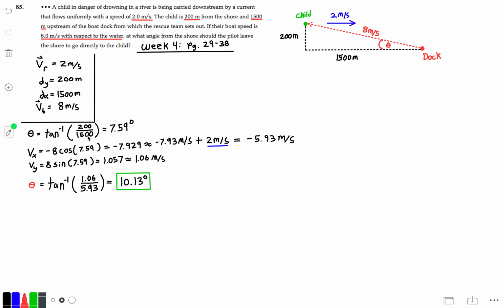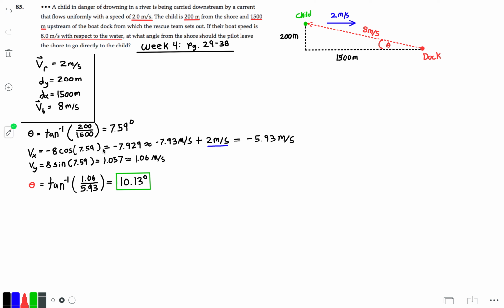All right, so we're going to be solving for theta here. This is just the initial angle without accounting for any velocity or relative motion. So we're just solving for this baseline angle out of this triangle. We're going to take the inverse tangent of 200 divided by 1,500 and get 7.59 degrees. From here, we can begin solving the x and y velocity components of this problem.